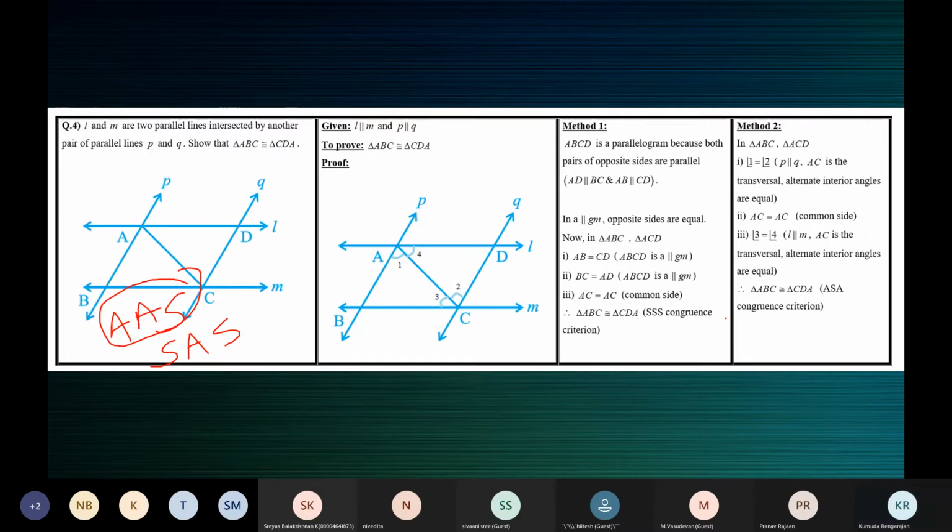Satvika? Yes, ma'am. I think by mistake you've written AB parallel to DC. Should we write AB equal to DC or AB parallel to DC? Sorry, ma'am.